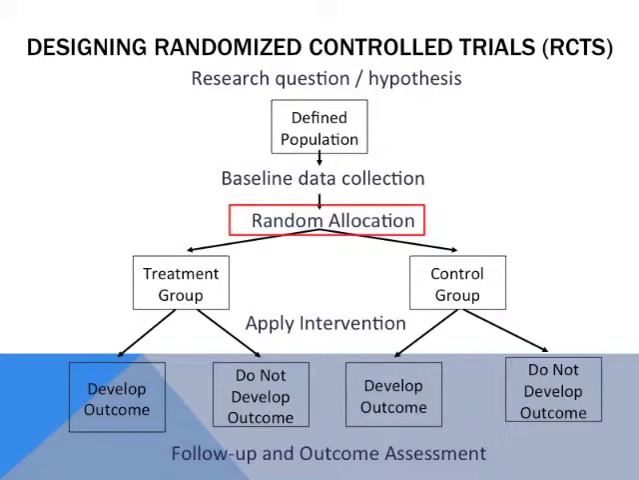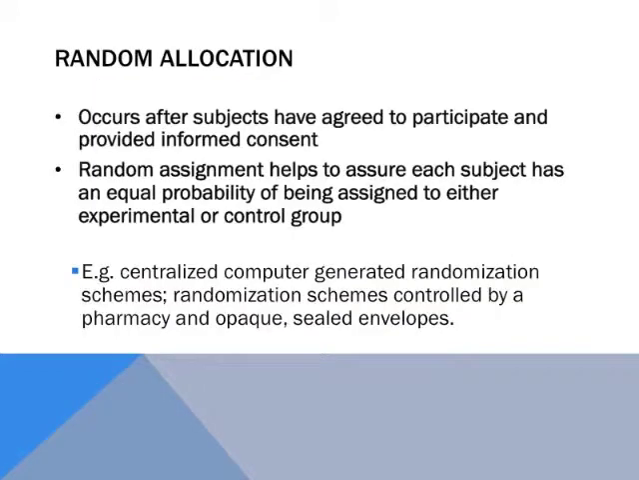An individual recruited into the study is then randomly allocated into the treatment or control arm. Random allocation of the intervention occurs after subjects have agreed to participate and provided informed consent. Random assignment helps to assure each subject has an equal probability of being assigned to either the experimental or control group. In the redox trial, patients were randomized by a centralized computer-generated randomization scheme. Randomization schemes were controlled by a pharmacy, and the random code was kept in an opaque, sealed envelope.